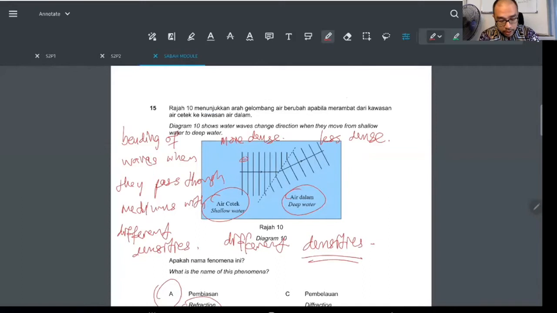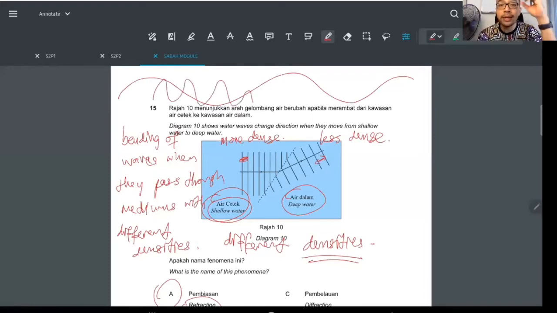In shallow water, the wavelength is small. In deep water, the wavelength is big. And this makes sense to us. When you go to the sea, as the water comes nearer to you, you find that the wavelength is very small. But in the deeper water, the wavelength is very big. But in shallow water, as the waves come nearer to you, the waves will be like that. Very small wavelength. But the frequency is still the same.